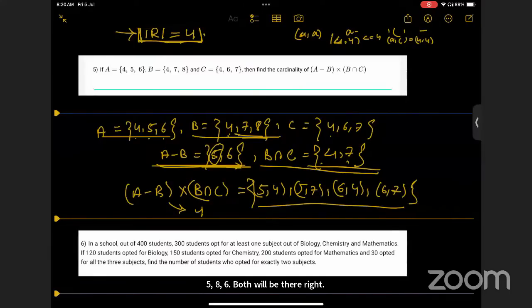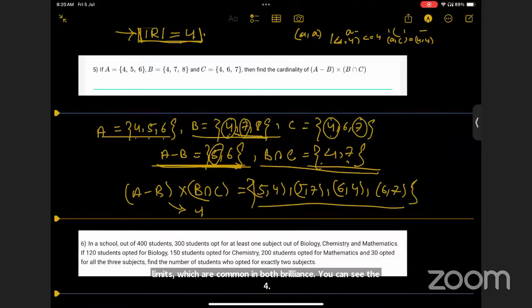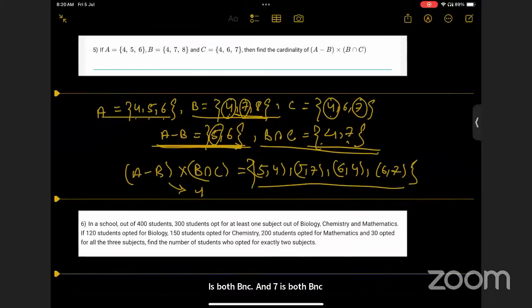Similarly, B intersection C means the elements which are common in both B and C. You can see that 4 is in both B and C, and 7 is in both B and C. Now, if we take the cross product, that means you are taking all possible tuples. So, is it fine for you now? Can we move to the next question?